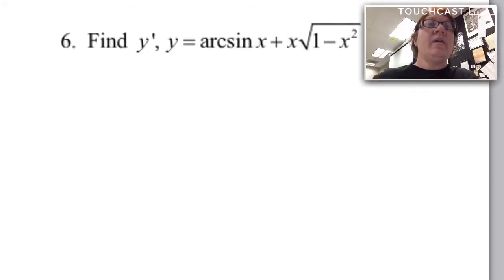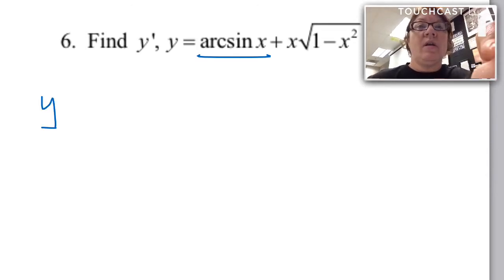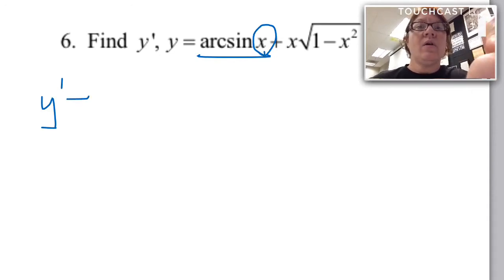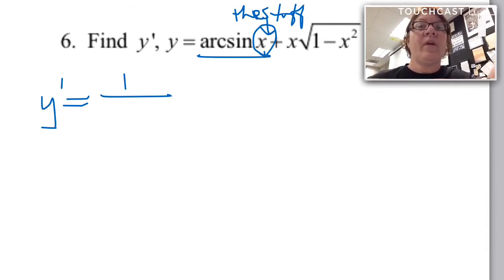On this next one, I want to take the derivative, and I notice that the first piece is an inverse trig function, and fortunately for me, the stuff is just a generic x, so I'll be able to use my rule quite nicely, which is the derivative. I'm going to call this the stuff. I always like to think of it that way. So it's the derivative of the stuff on top, which would be 1, over the square root of 1 minus the stuff squared.